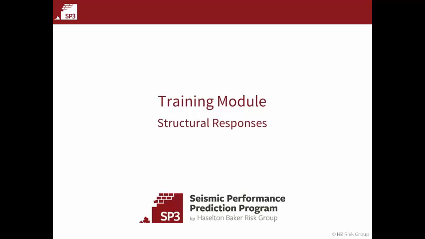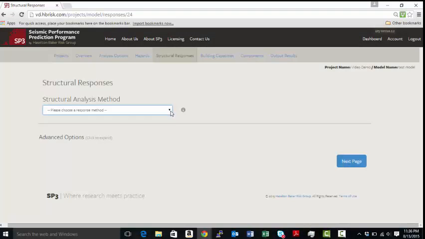This tutorial will cover the options SP3 provides for determining structural responses and how to implement them. The first option that we have on the structural responses page is the simplified method per FEMA P58.